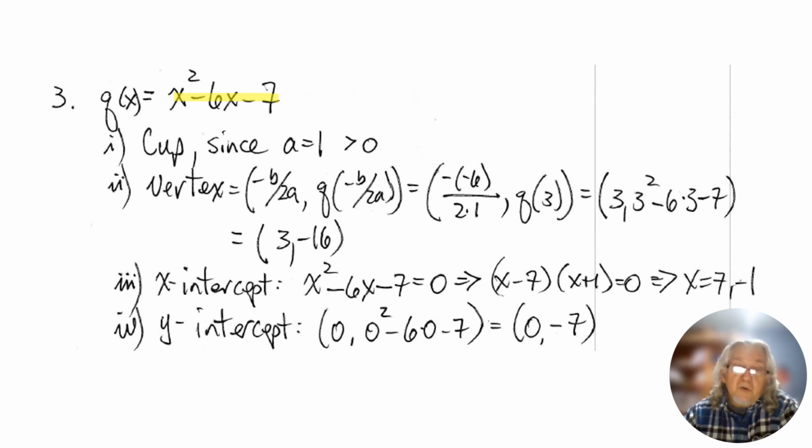X-intercept, I have to set the whole formula to 0. That's where y, or q of x, is 0. This happens to factor, but just use your calculator. Use the one that I recommend. And so I find out that x is 7, x is -1, and of course y is 0. And then for the y-intercept, just plug in 0 for x. And into the original formula, it's 0 squared, minus 6 times 0, minus 7. And there you have that.